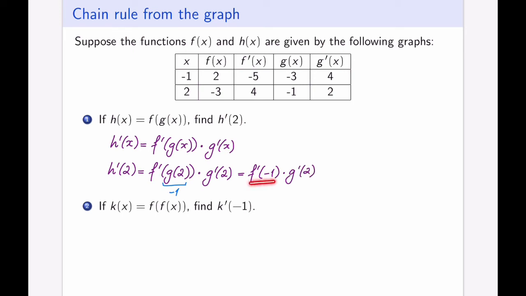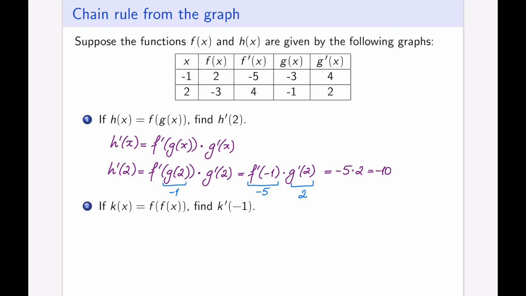And now I just have to look up these two values in my table as well. So f prime of -1 will be a -5. And g prime of 2 will correspond to this value in the table. So g prime of 2 is going to be 2. So overall I get minus 5 times 2, which of course is easy enough arithmetic. I can do in my head, is minus 10.